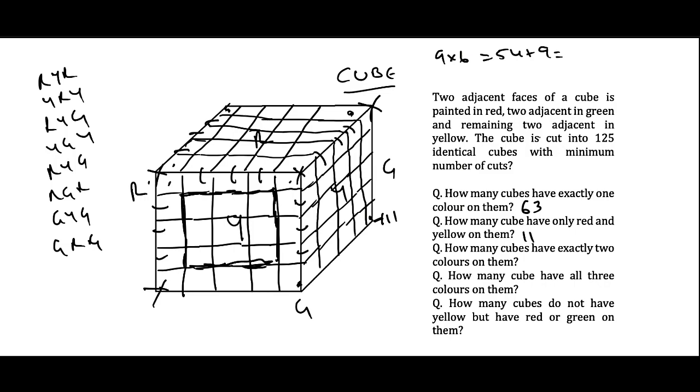Now how many cubes have exactly two colors? We will see the edges first. Now this edge won't be calculated because both have only one color, that is yellow and yellow. Again, this edge we won't be calculating because it has red and red, and the third, the back edge, we won't be calculating because it has green and green. So out of 12 we have to subtract 3 edges, that is 9 edges, and on each edge there are 3 cubes, that means 9 times 3 is 27.